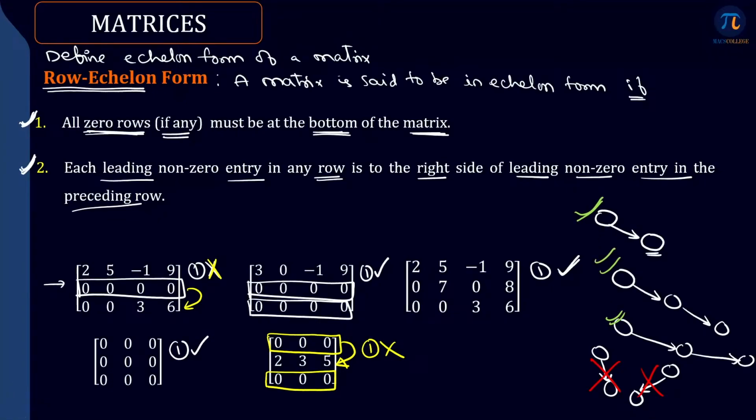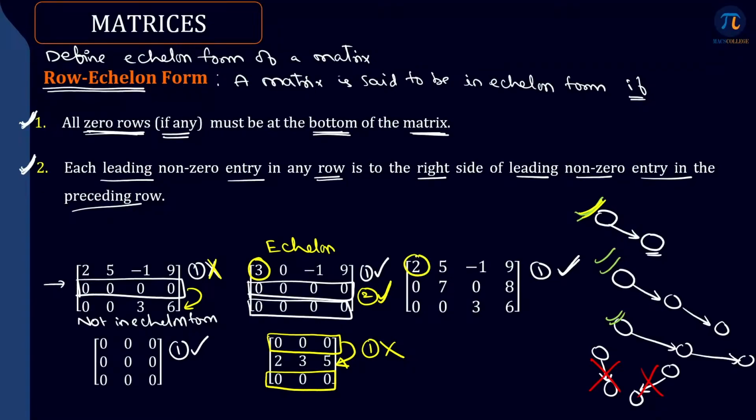But please note, if the first condition is failed, don't worry about the second condition. First condition failed, it is not in echelon form. Because the first condition is not satisfied, no need of verifying the second condition. Here, the first condition is satisfied. Now the second condition. Is the second condition satisfied? You see a leading non-zero entry. There is no other leading non-zero entry. If it is there, we have to check whether this is happening or not. So by default, it is satisfied. So it is in echelon.